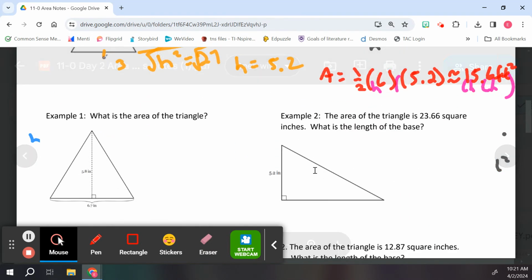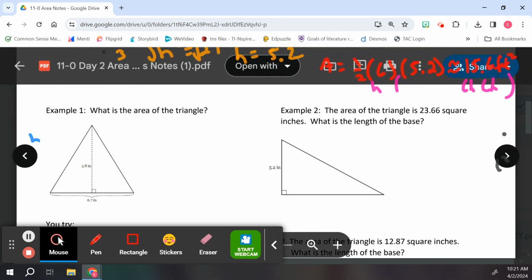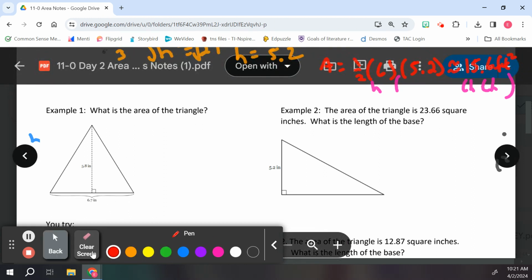All right, try this next one on your own. Oh, wait, no, you're not. Wait, hold on. Let's try this one. This one, they give you the height. This one's kind of nice. It says, what is the area of the triangle? Well, you have the base, you have the height. There's nothing special here, okay?